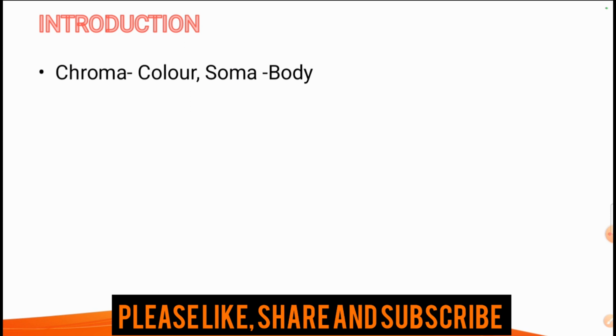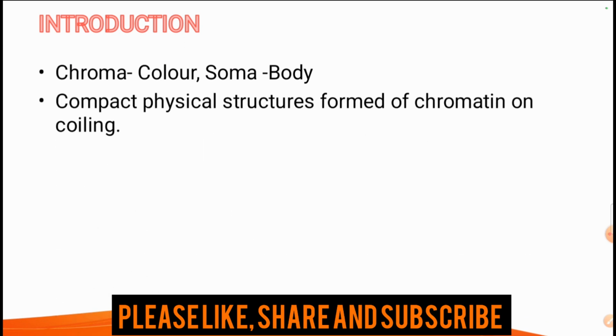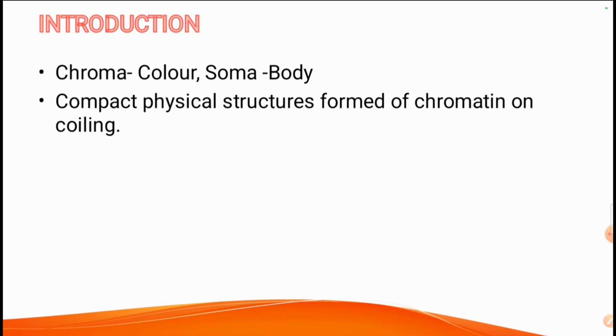Actually, the word chromosome has been derived from two words. Chroma means color and soma means body. But I must tell you that the chromosome is actually not a colored structure inside the cells. Rather, they appear colored when cells or nuclei are stained with certain dyes like acetocarmine or aceto-orcein solution. So normally they are not colored, but they appear colored when they are stained with dyes like acetocarmine or aceto-orcein.